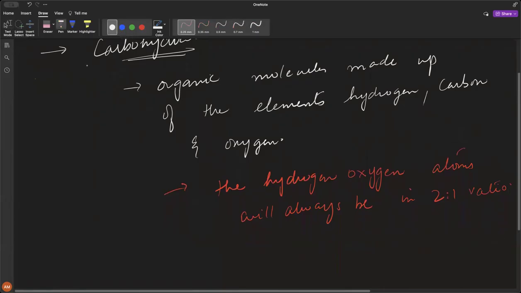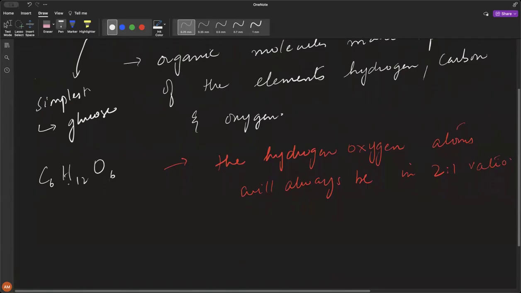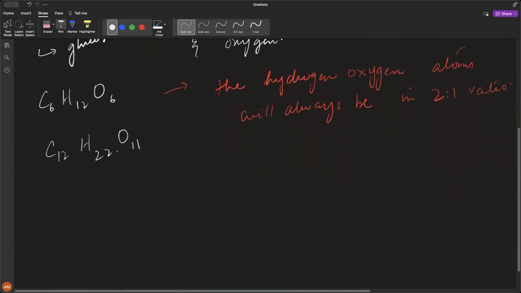For example, the simplest of the carbohydrates is glucose. Glucose is what? C6H12O6. You will see that no matter how big a carbohydrate is, C12H22O11, the ratio will always be what? 2:1. Understand? You're talking about the hydrogen and oxygen ratio.